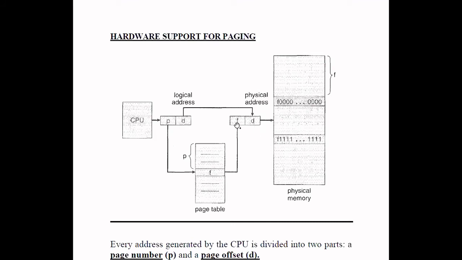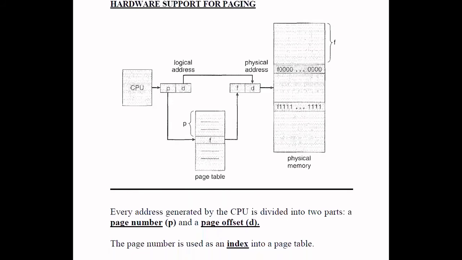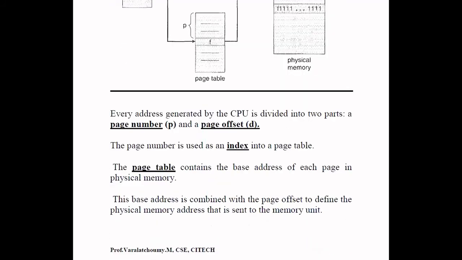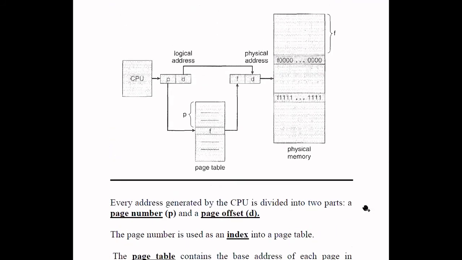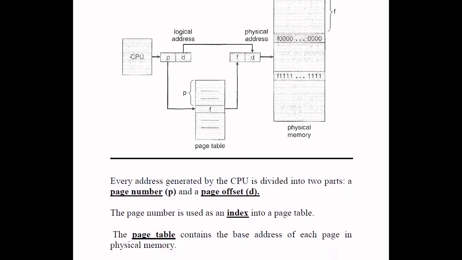So F stands for the frame number and D stands for the offset. So what is the work of the operating system now? In order to generate the so-called page table. In the page table, we are going to have the mapping between the page number and the frame number. This is how it goes. So finally, the page table has the combination. The moment we index into the page table using the page number, we will be able to get the respective frame number.